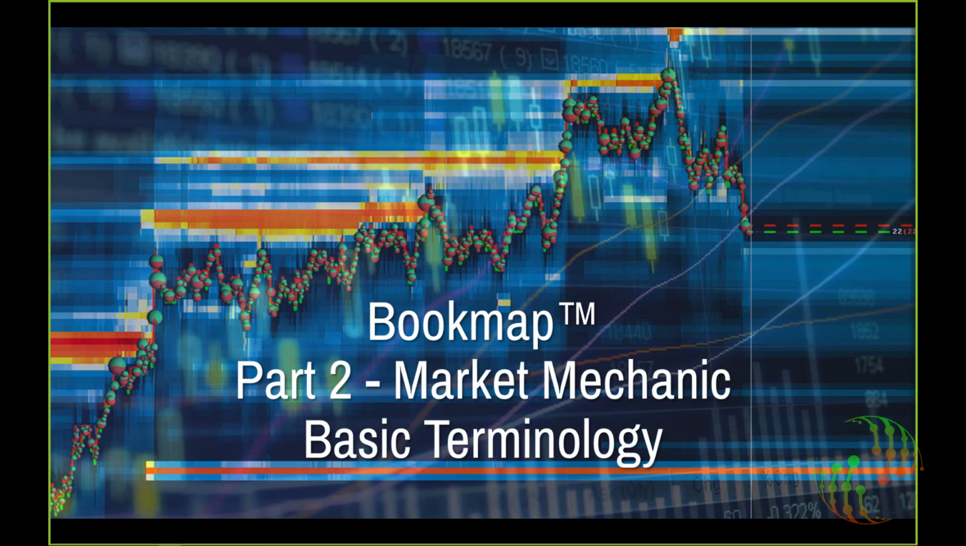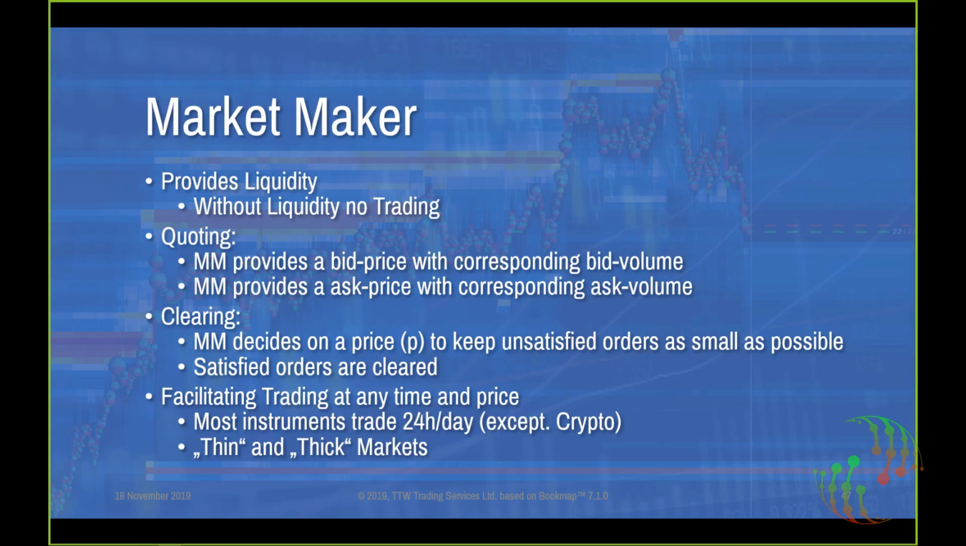Market mechanics, basic terminology. We talked about the limit order book. We have to have a look at the other explanations and the terminology we need from now and then to remember. From my point of view, we have to understand the terms and definitions of market makers, matching engine, aggressor, and passive trader before we go deeper into the market mechanics and impacts on our trading. So we are now talking about the market maker.